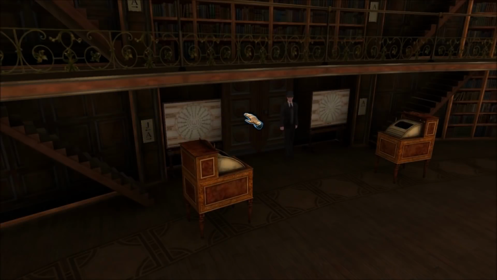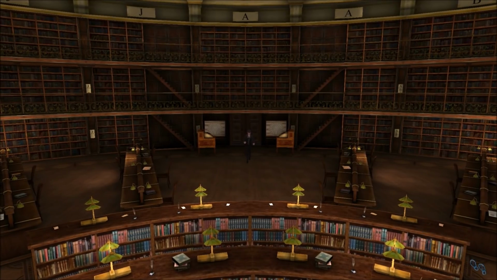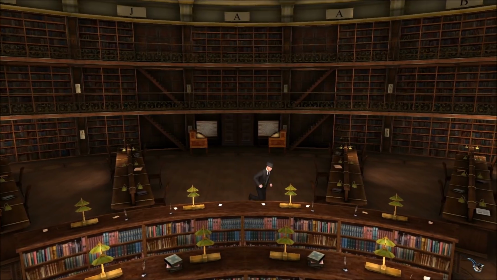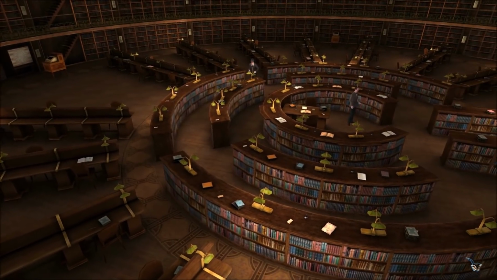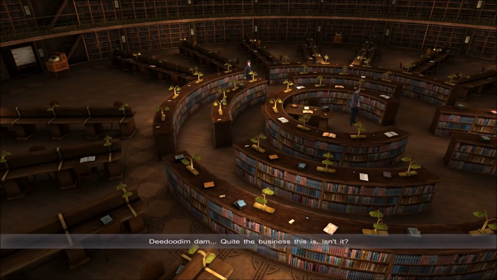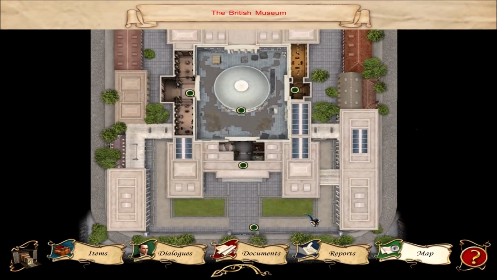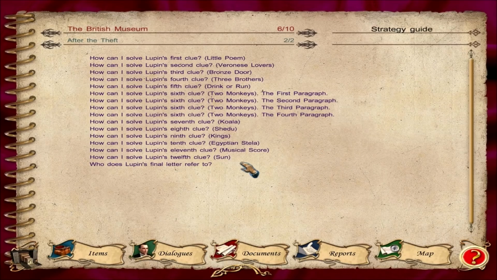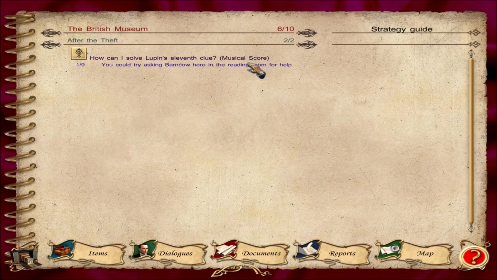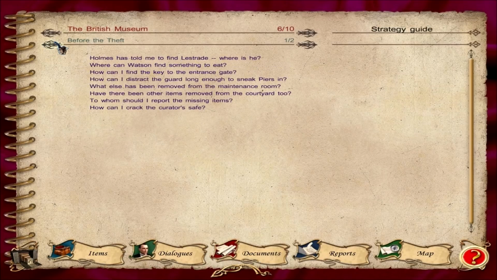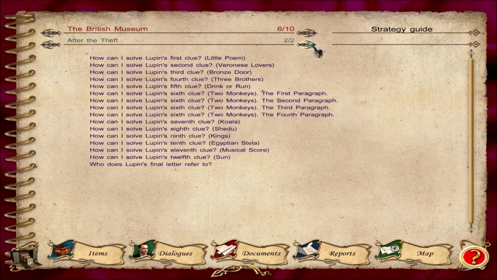Let's go back here to the reading room. Maybe the curator could tell me where the maintenance room is. Quite the business this, isn't it? Yeah, gosh. Wow. I don't even know where I am. I'm not even on the finished... I'm not even on clue number 10 yet.